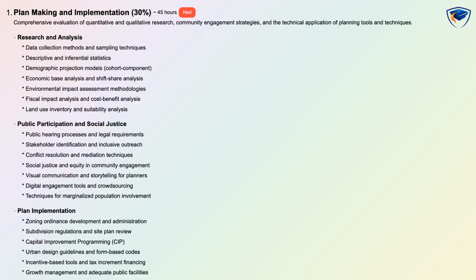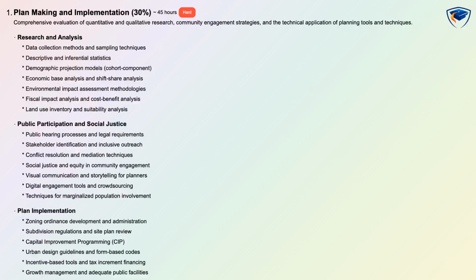Plan making and implementation carries 30% of the exam and is classified as hard with about 45 hours of study recommended and conceptual plus scenario-based assessment. This domain focuses on rigorous research and analysis, community engagement strategies, and the technical application of planning tools and techniques. You will learn data collection and sampling methods, descriptive and inferential statistics, cohort component demographic projection models, economic base and shift share analysis, environmental and fiscal impact assessment, and land use inventory and suitability analysis.